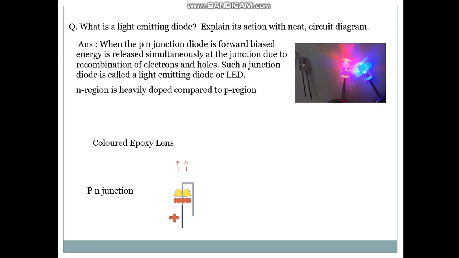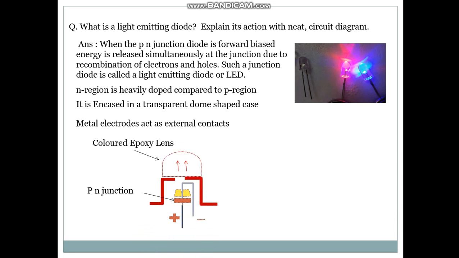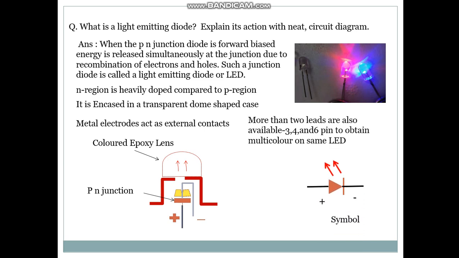Epoxy lens, the PN junction, the N region is heavily doped compared to the P region. It is encased in a transparent dome-shaped case. The metal electrodes act as external contacts. That's the symbol of the LED. LEDs with more than 2 pins are also available, with 3, 4, 6 pins to obtain multicolor on the same LED.